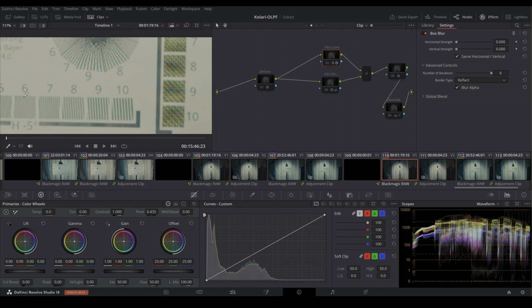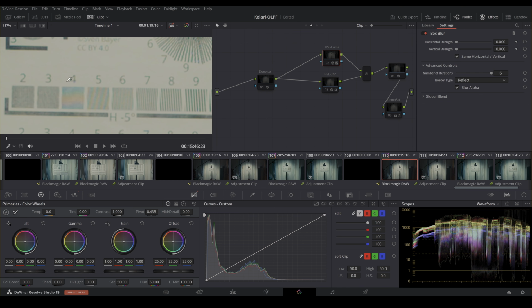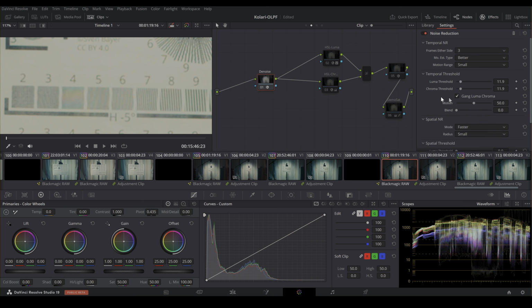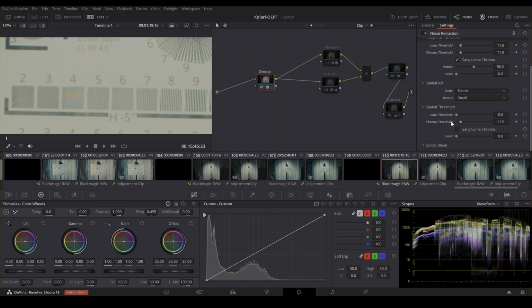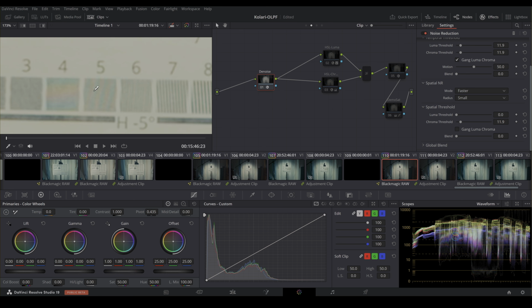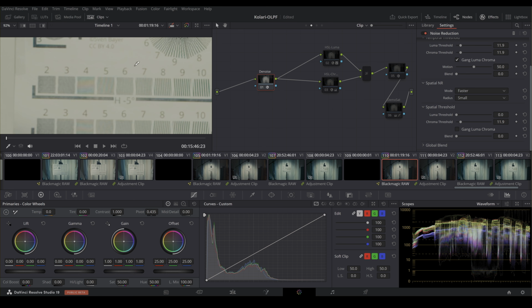And if we look here, we have the chart without the OLPF, and to fix this now I apply first the denoise, where we have the luma threshold, chroma threshold for the temporal noise reduction, and then we are applying 11.9 for the spatial noise reduction. You can see already that's helping a little bit, even if it's not getting rid of everything.